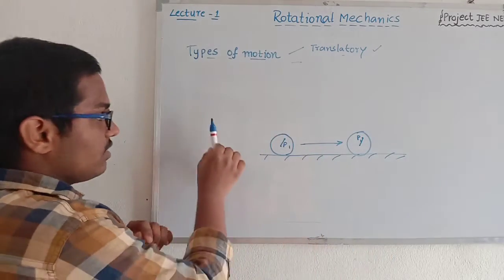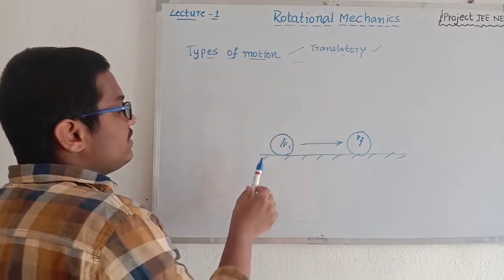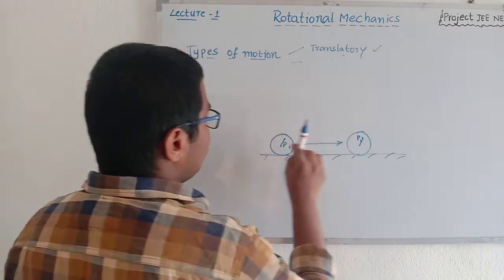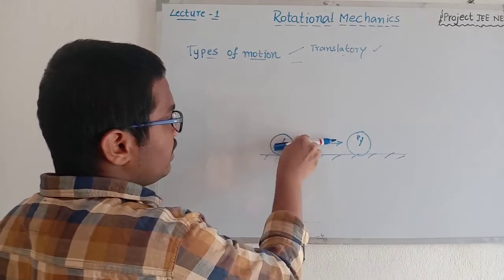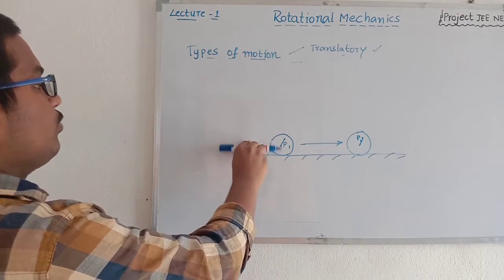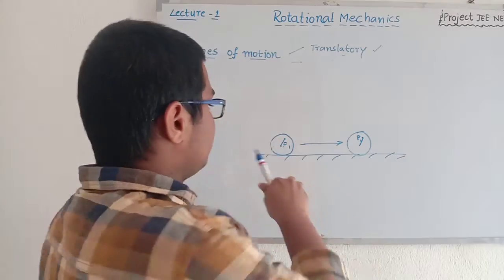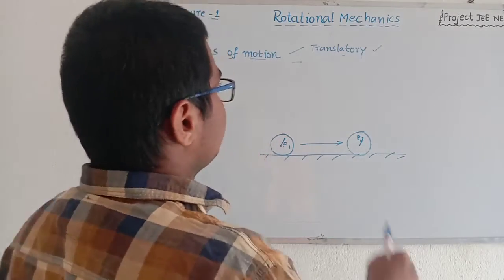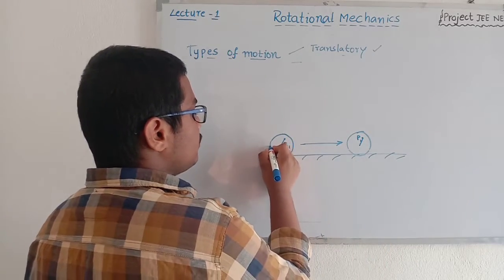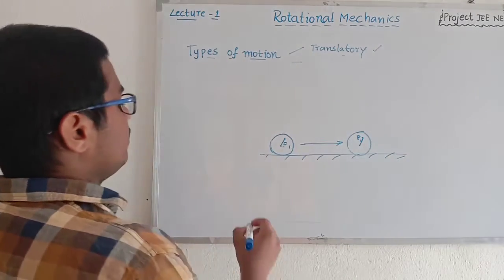So here, I hope you all understand the differences between translatory motion and rotational motion. Translatory motion indicates like this, and rotational motion indicates rotating along a fixed point. We will discuss rotational motion in the next discussion, but for now we will discuss translatory motion. So I have completed the definition of translatory motion here.